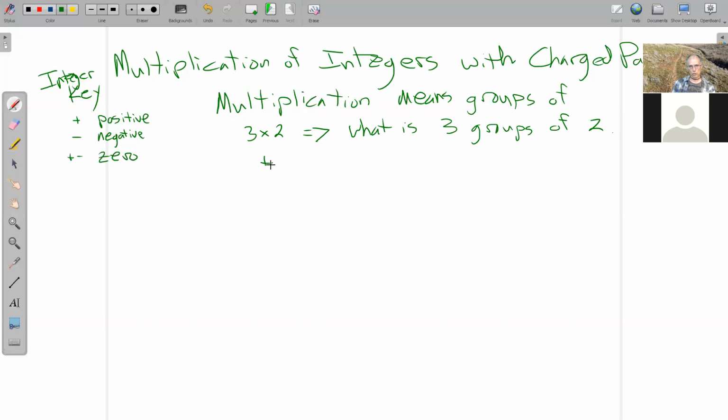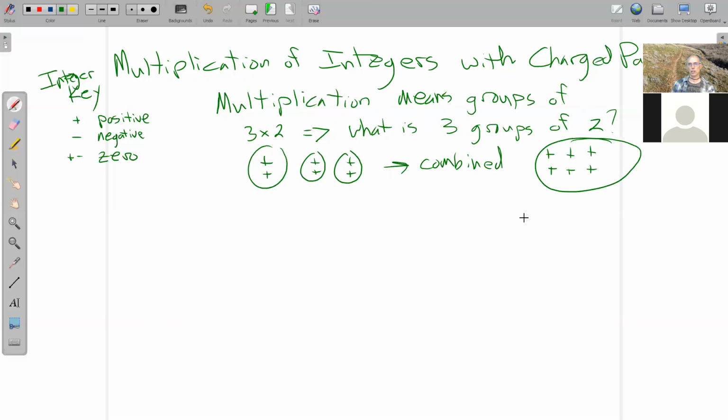Well, one group of 2 looks like that. A second group of 2 looks like that. And a third group of 2 looks like that. So combined, I have now a group of 6. So 3 times 2 is 6.